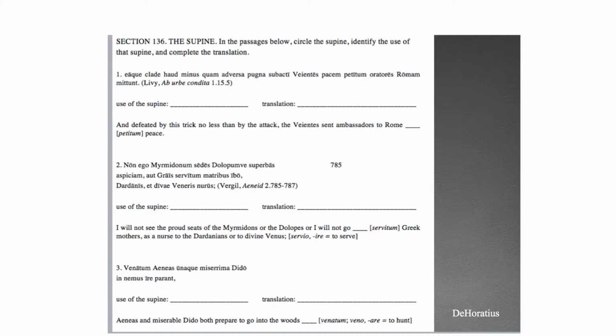All right. So, eaque clade haudiminos quam adversa pugna subacte veientes pacem petitum oratores Romam mittunt. All right, similar to one of the examples we saw before. So petitum is our supine. We have a verb of motion in mittunt. Petitum, of course, is accusative. So this is going to be that accusative purpose after a verb of motion.